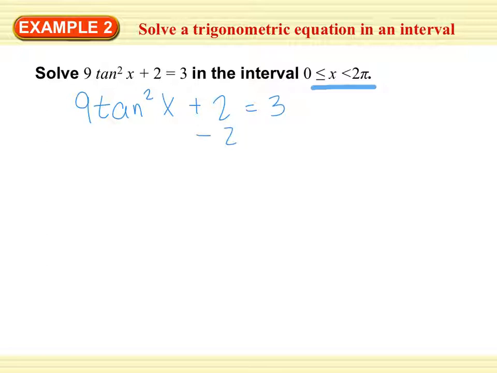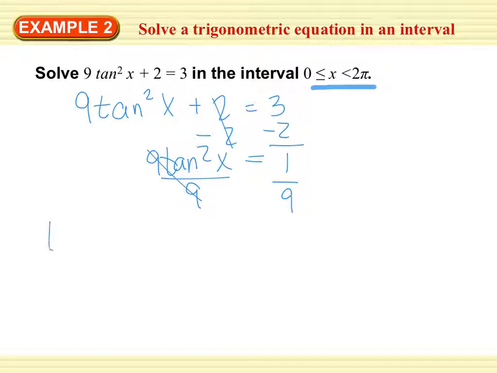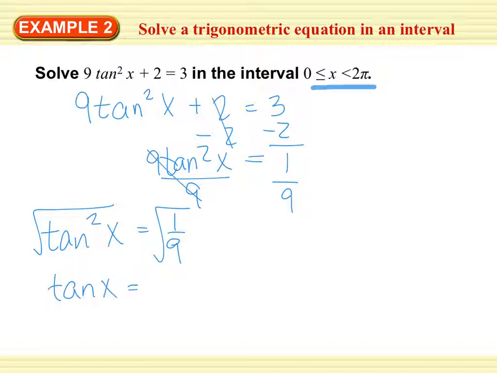So let's subtract 2 from both sides, equals 9 tan squared x. Divide both sides by 9. I get tan squared x equals 1/9. Yep, I can take the square root of both sides. It's sort of cool. I get tan x equals plus or minus 1/3.